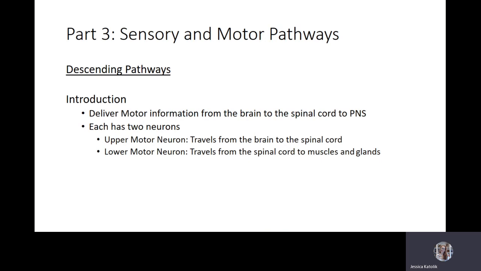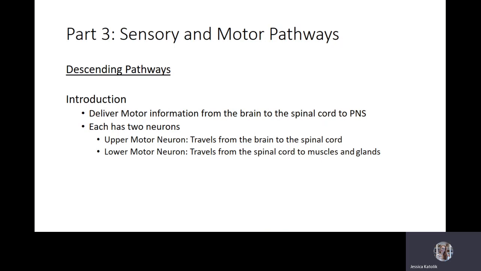We are going to continue our lecture series on Chapter 13, the Central Nervous System, and currently we are in Part 3 where we're discussing sensory and motor pathways. In this video, we're going to focus on descending pathways. As we discussed in a previous video, descending pathways will carry motor information from the brain to the spinal cord to the peripheral nervous system.